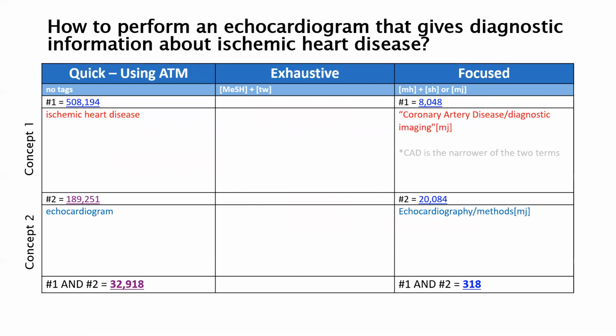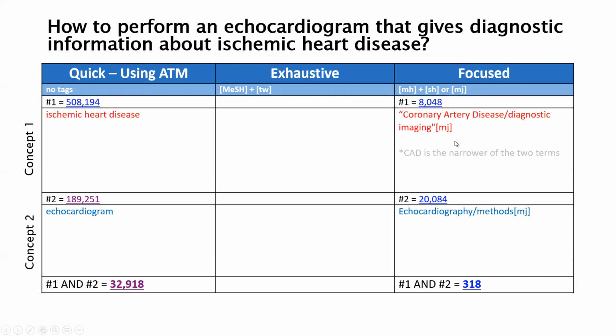How does this work with the examples that we've been using? We've been looking at ischemic heart disease and echocardiography. In our first video, we just put the terms in without any tags or Boolean operators or anything. Our first concept essentially ended up being ischemic heart disease, and our second concept was echocardiogram. And PubMed automatically put an AND between these two terms and added a whole bunch of synonyms with OR.